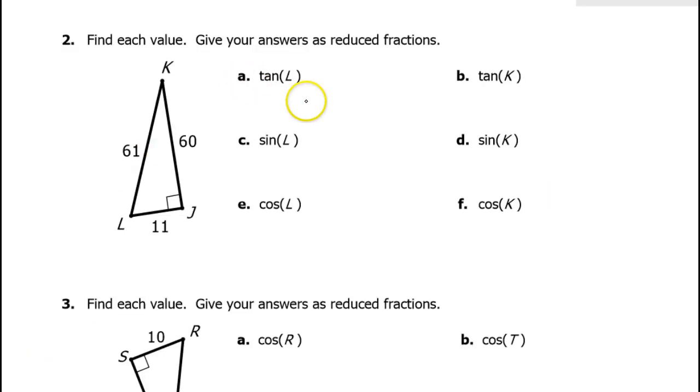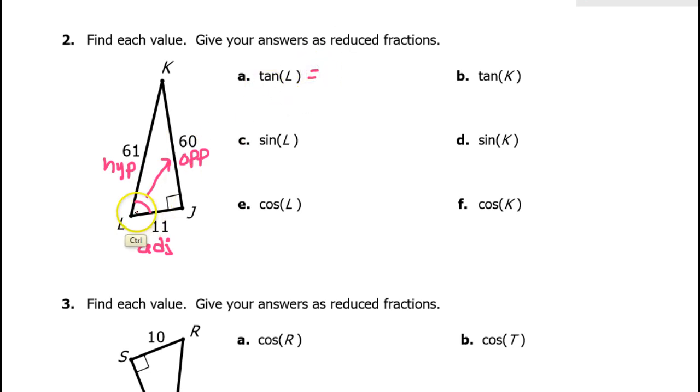Problem number 2 is the same thing again. Be careful in case we have to reduce. So you see the 90-degree angle. Across from that is the 61. That means the 61 is the hypotenuse no matter what. These three on the left are all angle L. So let's start off from the perspective of angle L. 11 would be adjacent, because adjacent means right next to angle L. The 60 would be opposite, because opposite means across from angle L.